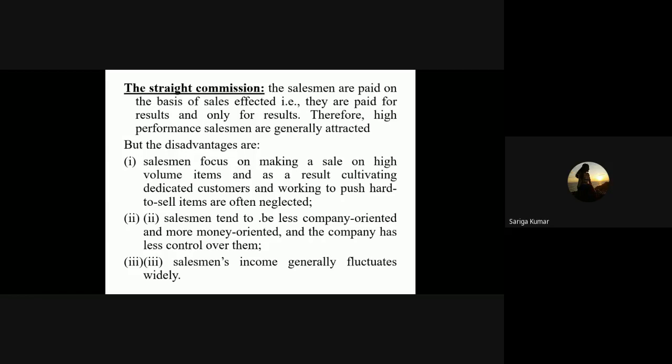And second, salesmen tend to be much less company oriented. People cannot expect loyalty from the salesman towards the company. Fine. Today this company, tomorrow another company. This is the attitude any salesman is going to develop, and there will not be much control over the salesman.